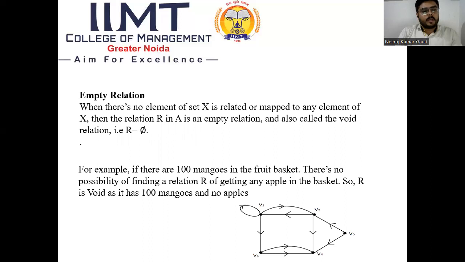For example, if there are 100 mangoes in the fruit basket, there is no possibility of finding a relation R of getting any apple in the basket. So R is void as it has 100 mangoes and no apple. And this is the diagram representation of an empty relation.